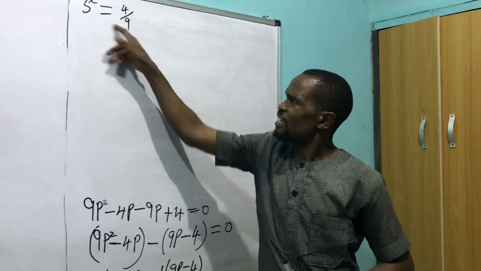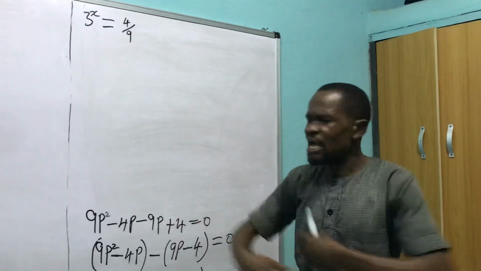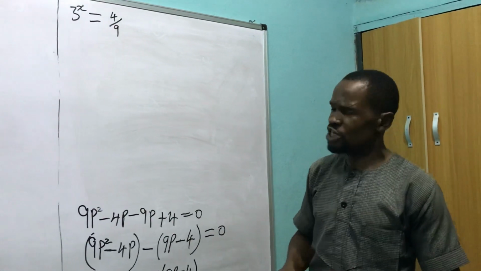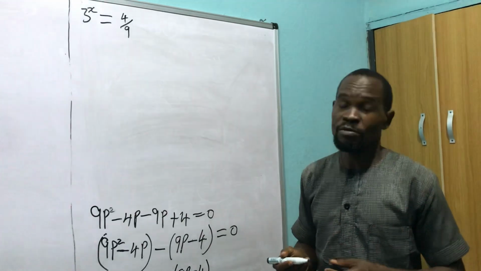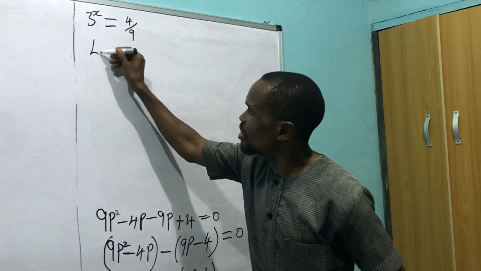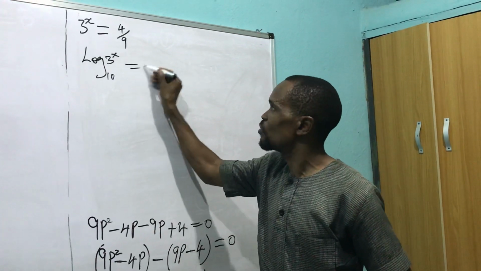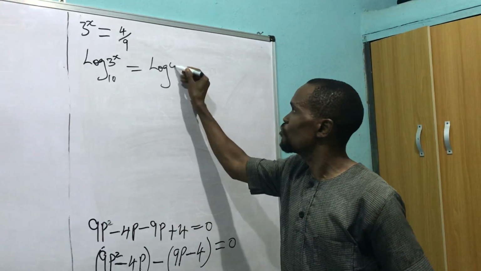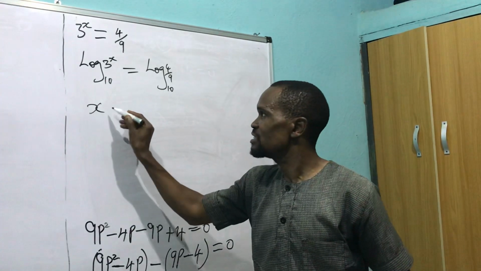So indices is no more moving. It can't work, since I can't make them to have the same base. I take the log of both sides. What do you mean by log of both sides? Log base 10. I will say log of 3 raised to power x base 10 is equal to log of 4 over 9 base 10.